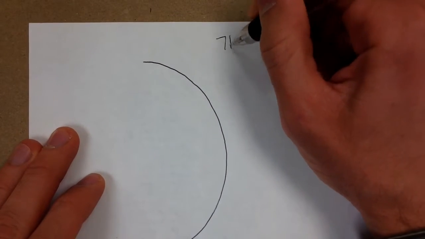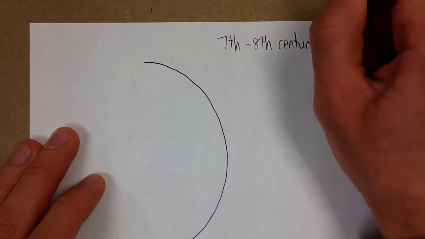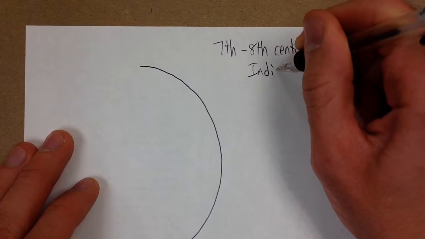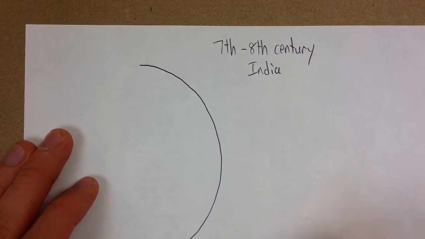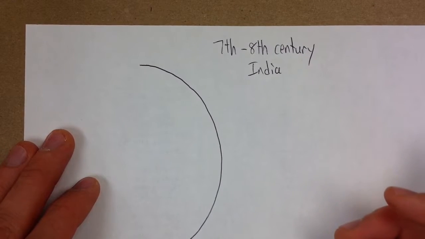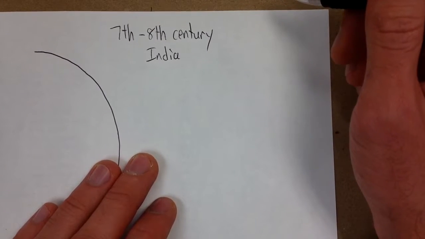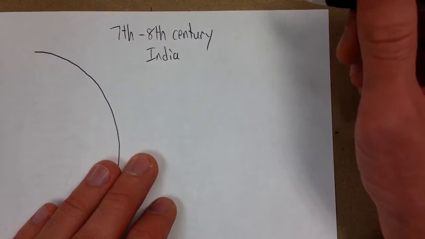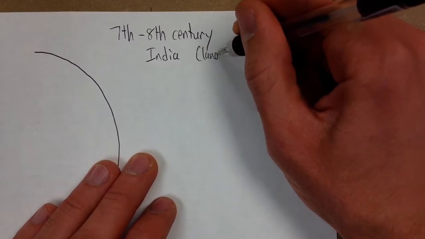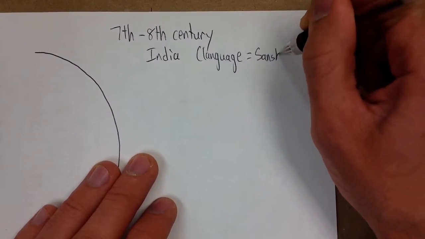Okay, let's go back in time. 7th to 8th century. India. What language is being spoken? Well, there's multiple ones, but what's a major language that's there? Starts with an S. I'm not sure what they teach you guys these days. It's Sanskrit.